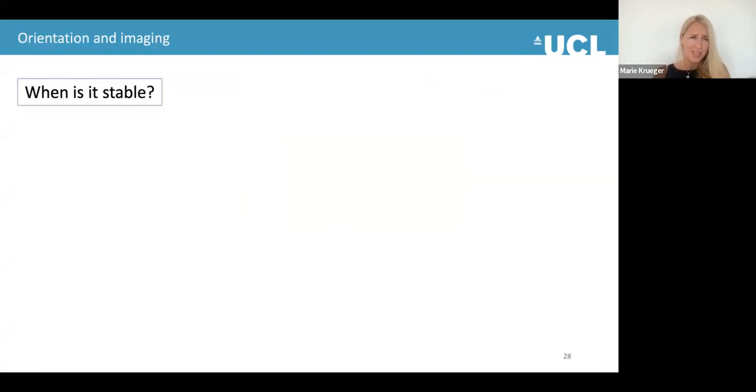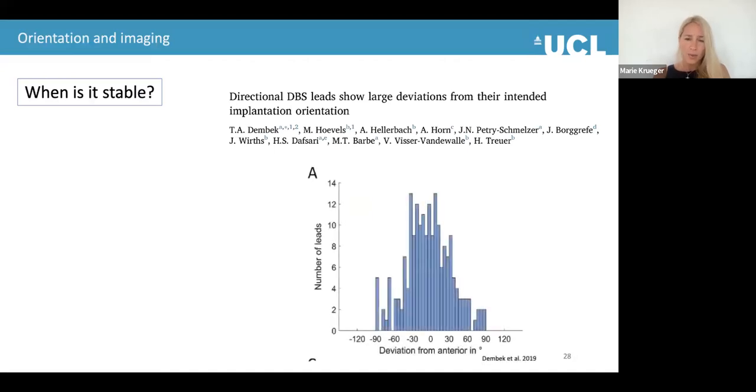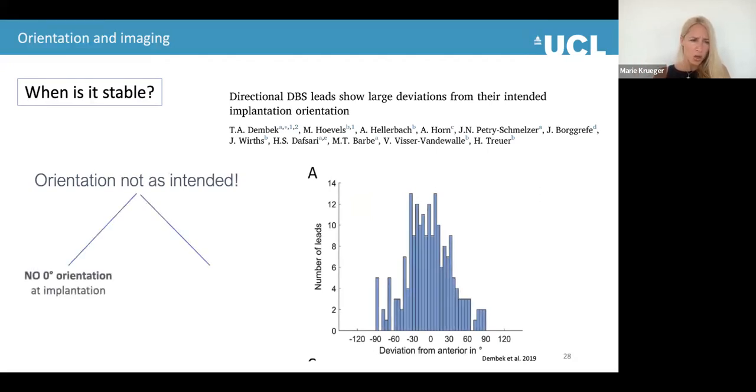The next big question is, when is the orientation stable? And this was the first publication on this topic, which caused a lot of confusion, I think, because this study here from Cologne showed that despite the intention to implant the electrodes with a 0-degree orientation, most electrodes were not in that position. And now the question was, were they not implanted with 0 degrees, or did they rotate after the implantation?